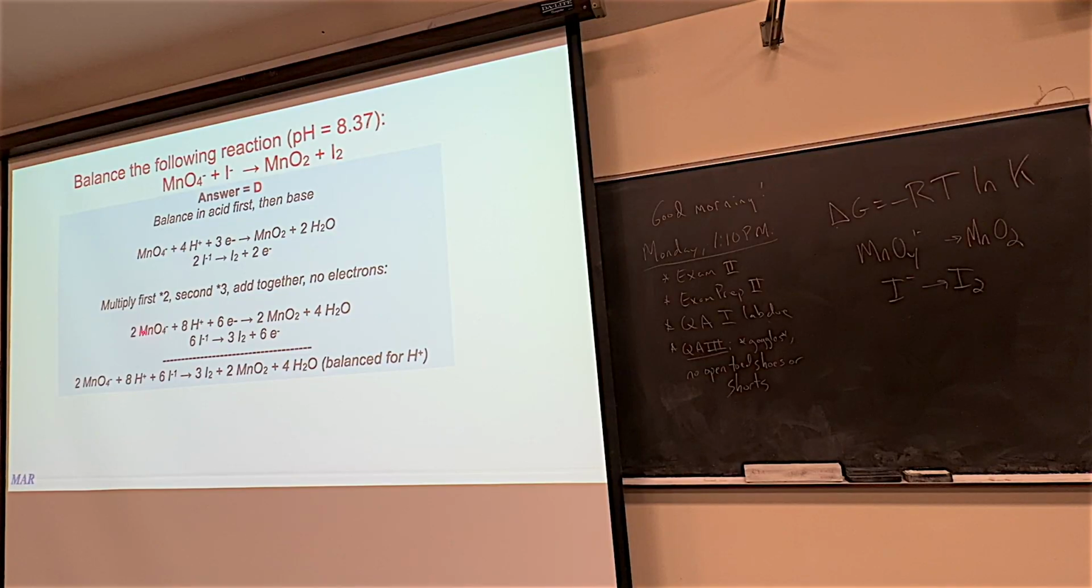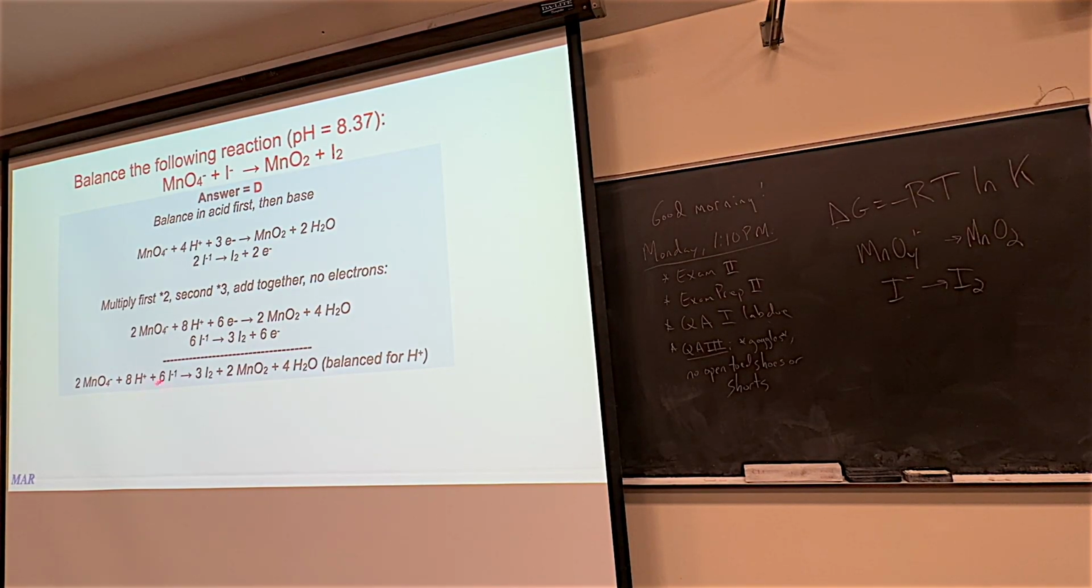So you can see here I've got 2 MnO4s and 8 H plus, et cetera, all the way through. And I'm going to do something similar here, but I'm going to multiply this side by 3. So then I've got 6 iodides, 3 iodines, 6 electrons. Then you combine them all, the 6 electrons cancel out. This is the balanced reaction in acid, okay? It's not in base yet, but at least it's done in acid.